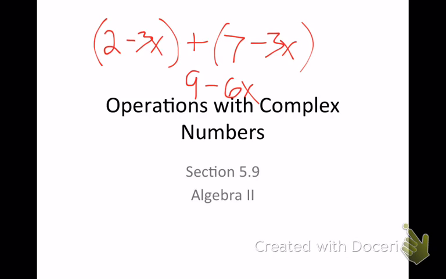Guess what? We're going to look at problems like that today, except instead of these x's, we're going to have square roots. And 9 minus 6i would be the same thing there. Okay? So we're looking at problems just like this. We're talking about i's and some of the operations. Now it gets a little bit tougher, but that's some of what we're doing today.